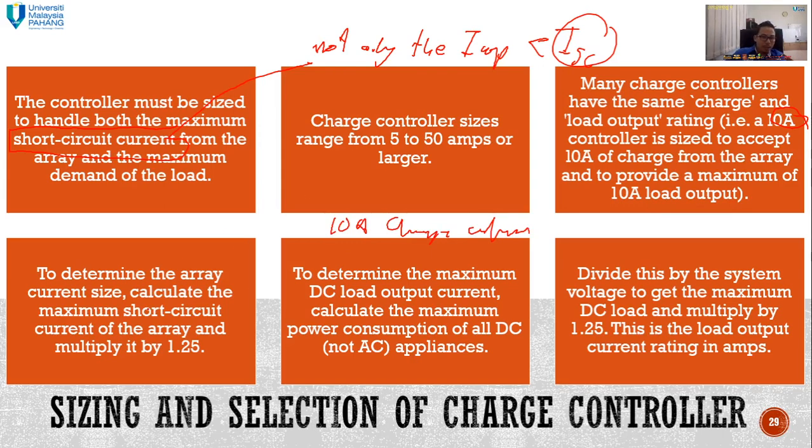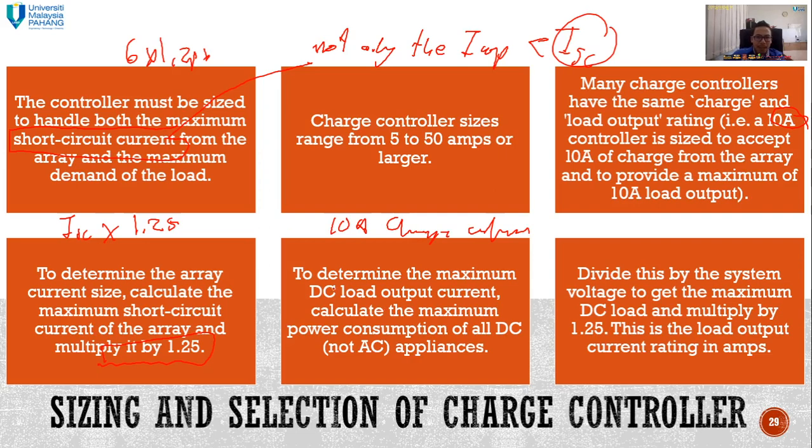So when you see a 10A charge controller, it means 10 input and 10 output. Okay. Determine the array size: calculate the maximum short circuit current of the array and multiply it by 1.25. Again, just now I said you don't consider IMP, but ISC. From that ISC, we multiply with the margin, which is 1.25, because we don't know the real efficiency of the inverter or the charge controller, so we just take another 25% margin. For example, if the ISC of the PV module is 6, we multiply with 1.25 again.